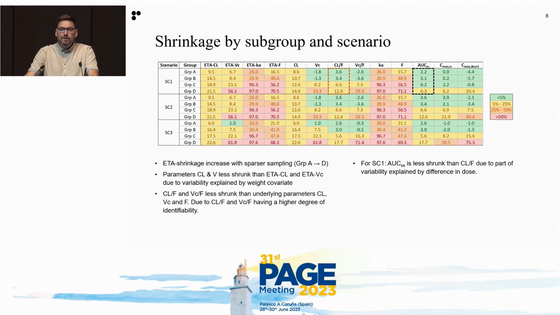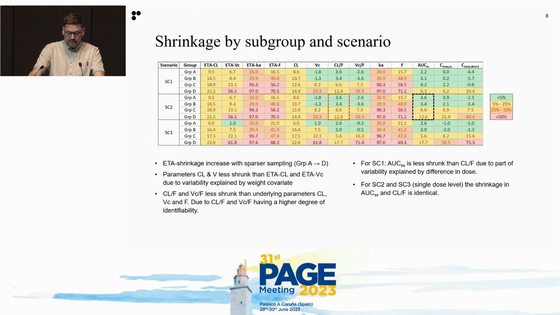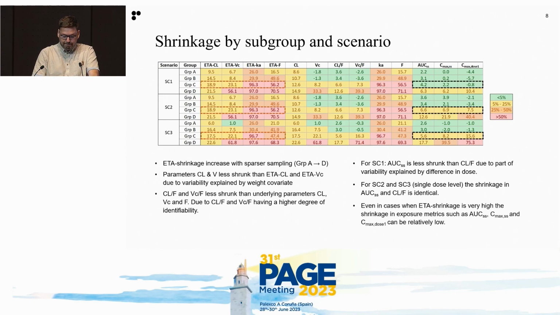And for scenario 1, the AUC at steady state was less shrunk than clearance over F, due to part of the variability being explained by differences in dose, whereas for scenario 2 and 3, where we had a single dose level, the shrinkage in AUC steady state and the shrinkage for clearance over F was identical.